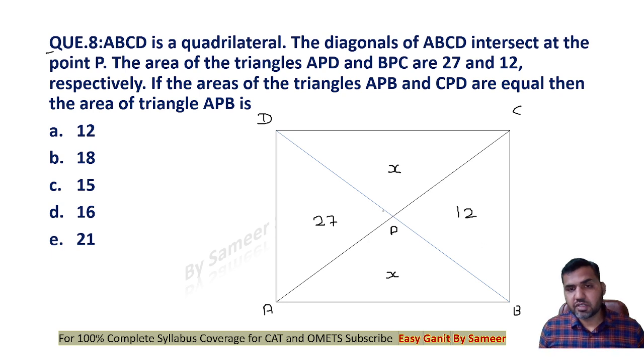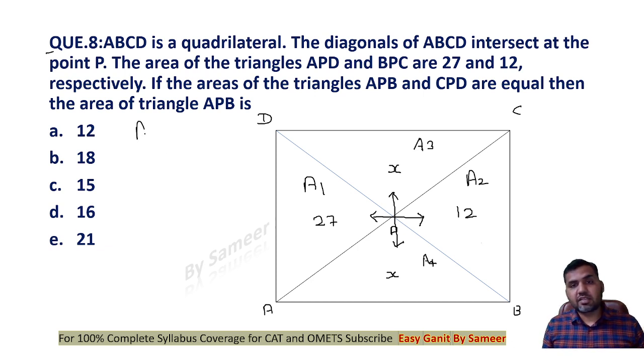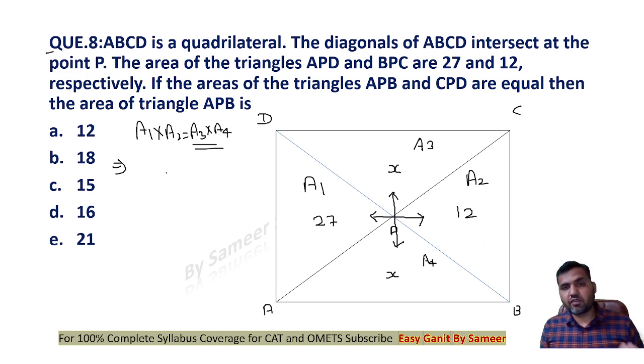It's a very simple question. You should know that in any type of quadrilateral, the product of the area of these two triangles is same as the product of area of these two triangles. If this area is A1, this area is A2, then this area is A3 and this area is A4. In that case, A1 multiplied by A2 is equal to A3 multiplied by A4. Why it is so? It's very simple, right? You can watch the theory lesson for that. I have given you the link, right? Watch the area of triangle chapter. You will find the theory of this concept there.